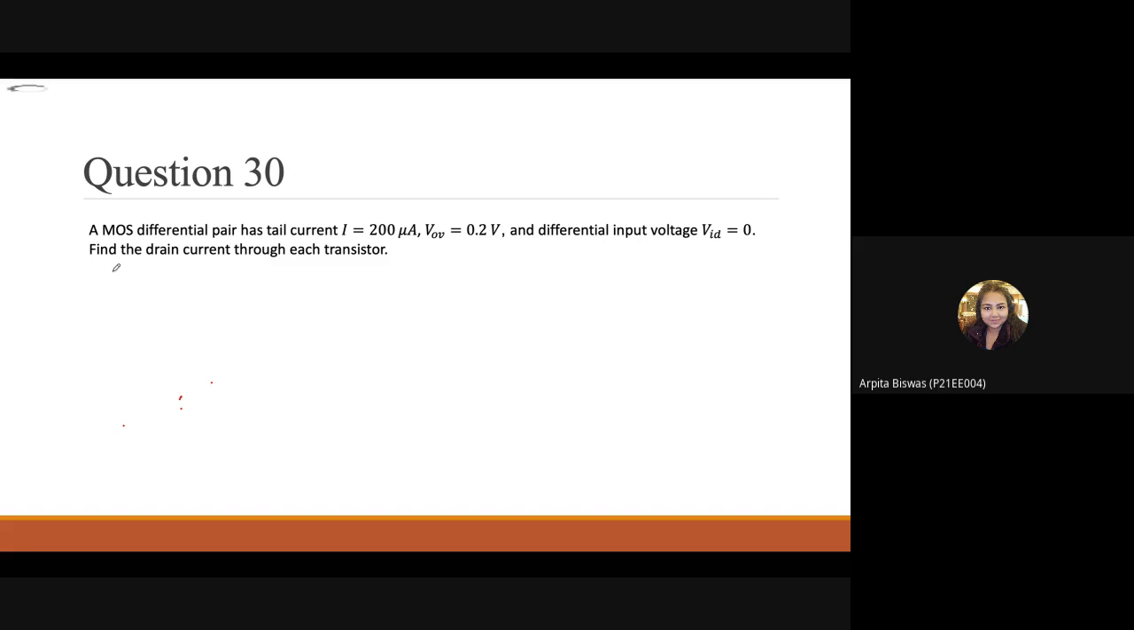A MOS differential pair has tail current I equal to 200 microamps and overdrive voltage equal to 0.2 volt, and differential input voltage VID is 0. So find out the drain current through each transistor. This is very simple, I think. 100 microamps. But I want Jasmine, Hari, and Jane, all of you, please try to solve. Tell me how to solve.